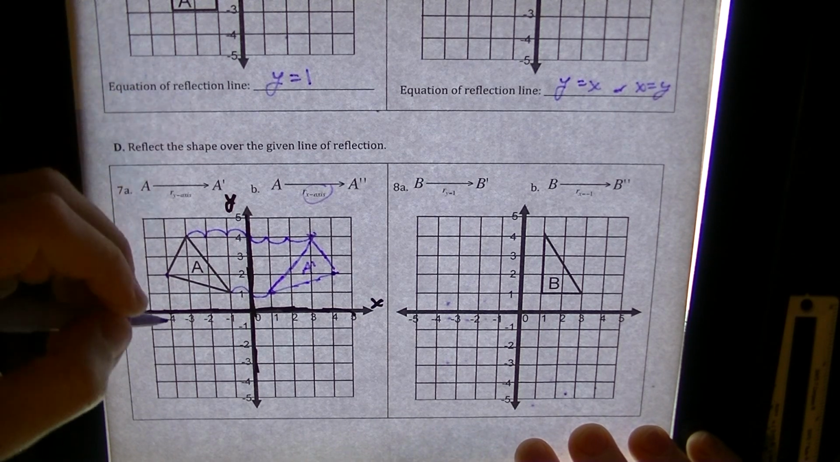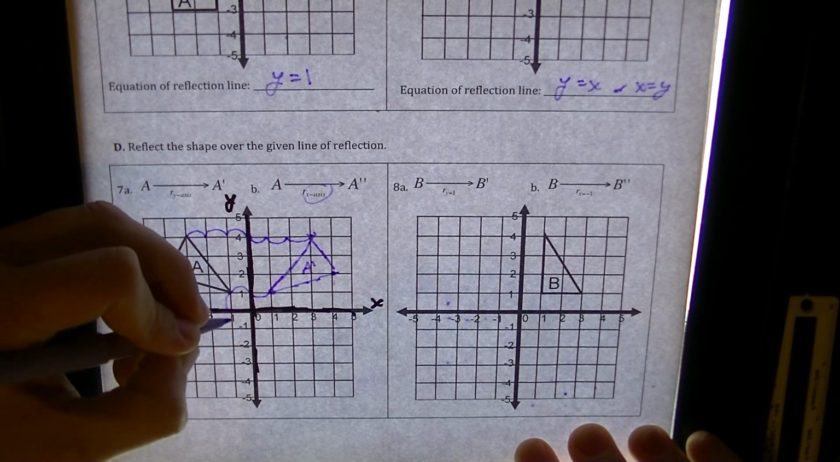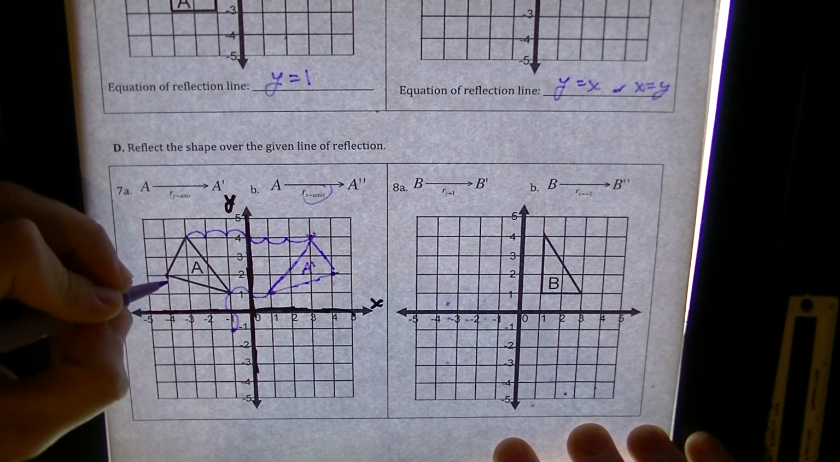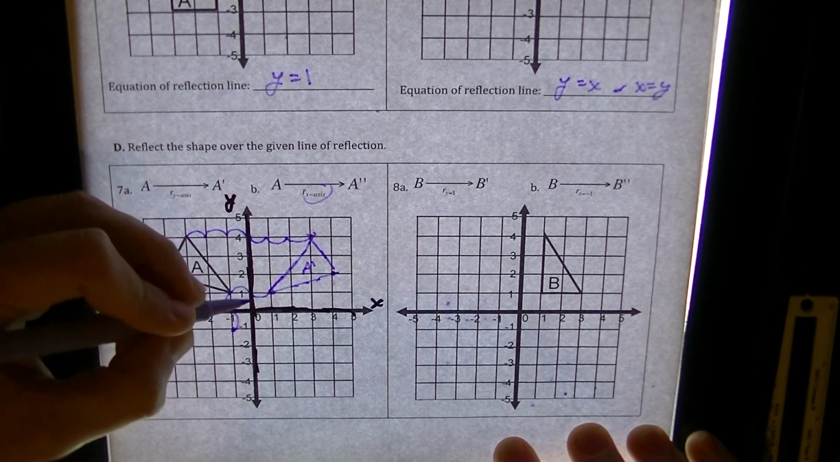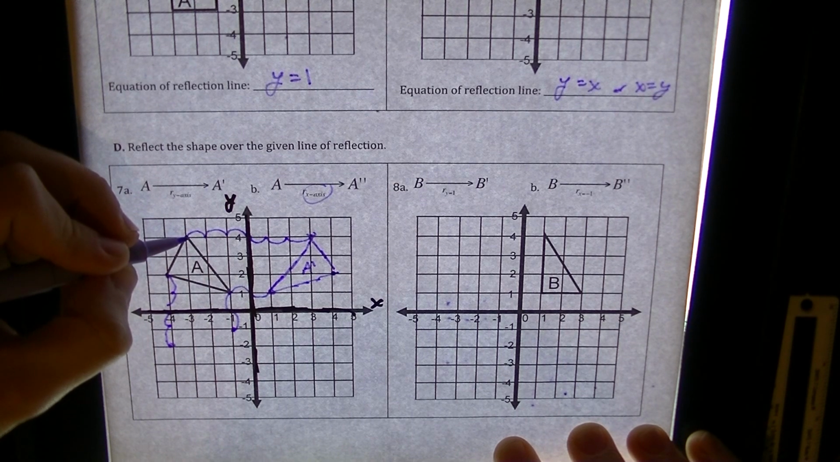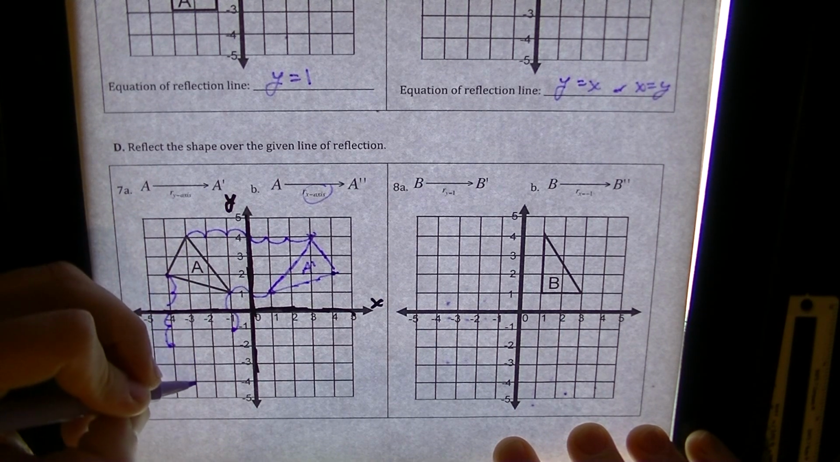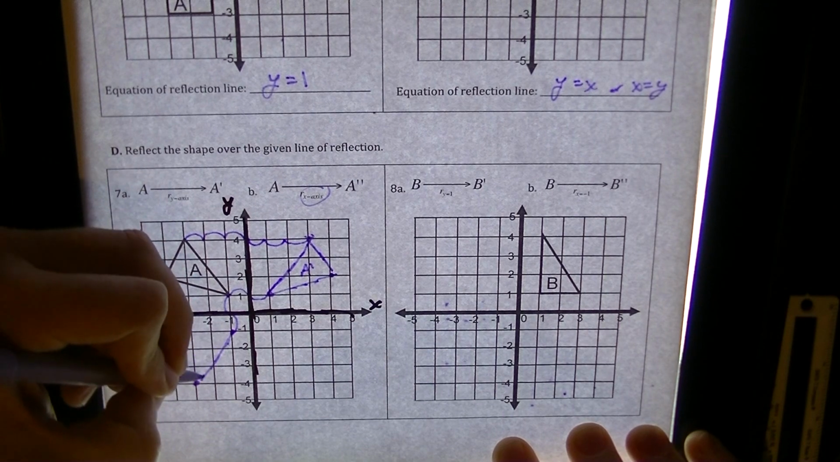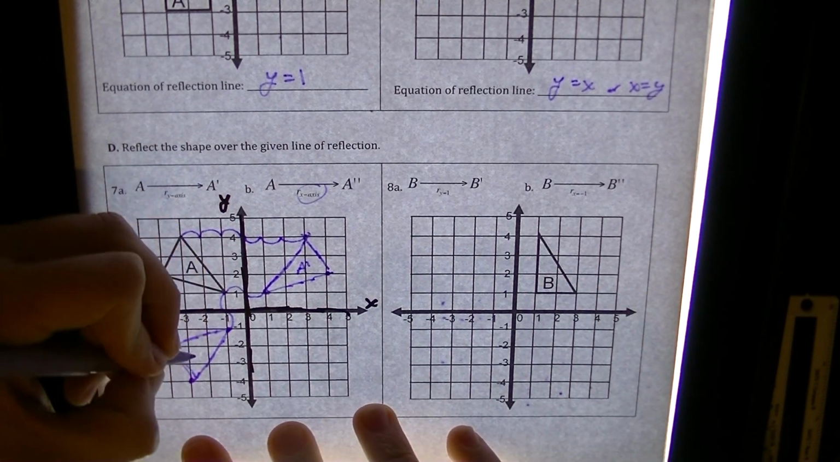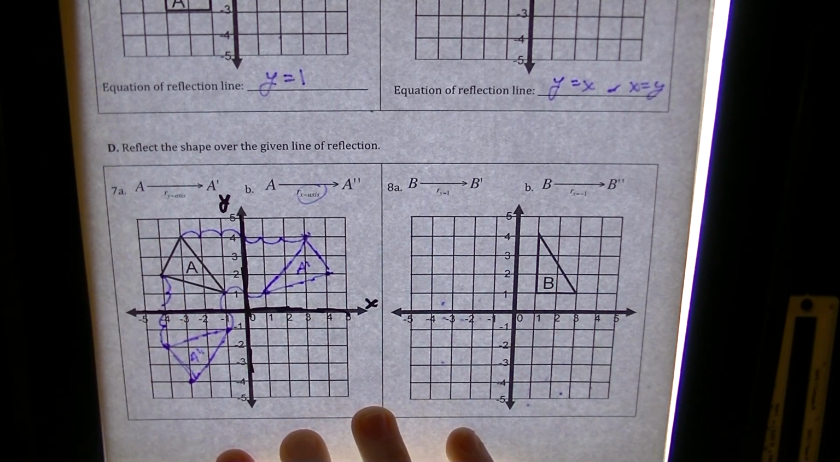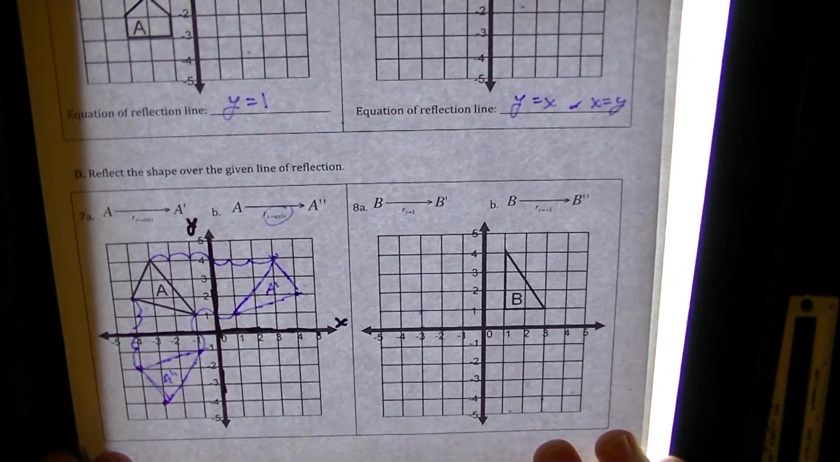Next, I'll do the same thing, but over the x-axis, the second one now. Well, I'm going to go 1 down, that's that point. 2 down, so then 2 past my line of reflection. And this is at +4, so it's going to make me go 4 down. I'll go to -4. And this is the shape, A double prime. All right, let's keep going.